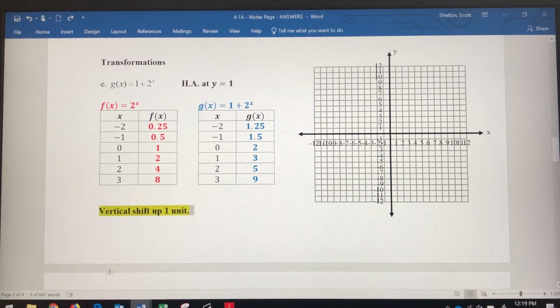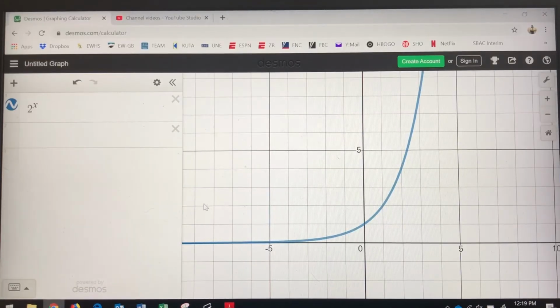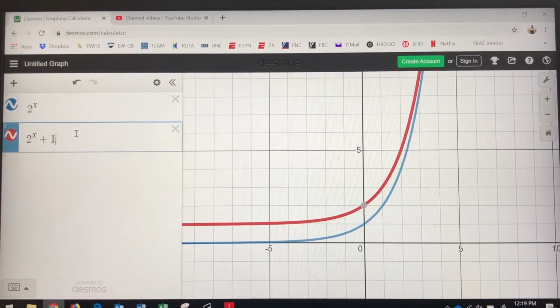So let's use Desmos.com. It's a really good online graphing calculator. So we've got the graph of 2 to the x, okay? I'm going to copy and paste that down here. So if we do 2 to the x and then we do plus 1, okay, you can see that vertical shift. Every point on the blue graph has been moved up 1 point on the red graph. Okay, so this point up 1. This point up 1. Over here, we went up 1, okay?